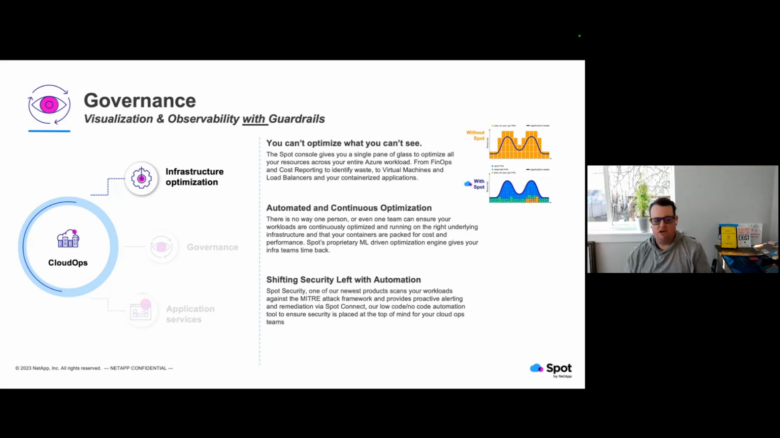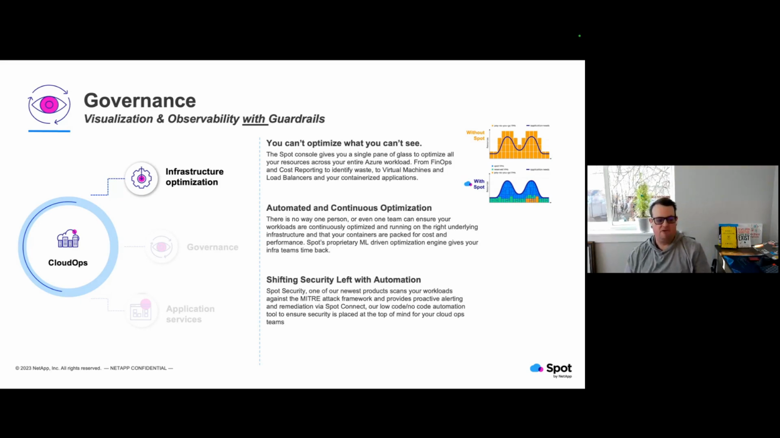From FinOps and cost reporting to identifying waste to virtual machines and load balancers and your containerized applications, we are constantly watching your environment in ways you possibly can't, which allows you to get time back and do things that are more valuable than trying to watch your infrastructure. We continuously automate the optimization of your environment. As we said, there's no one person or even one team that can ensure that your workloads are running fully optimized or running on the right underlying infrastructure.